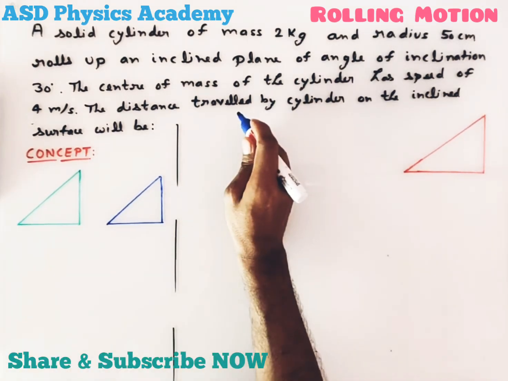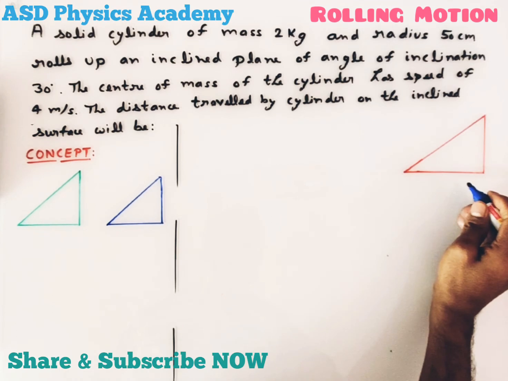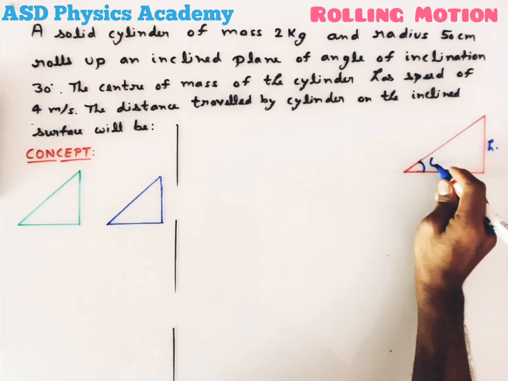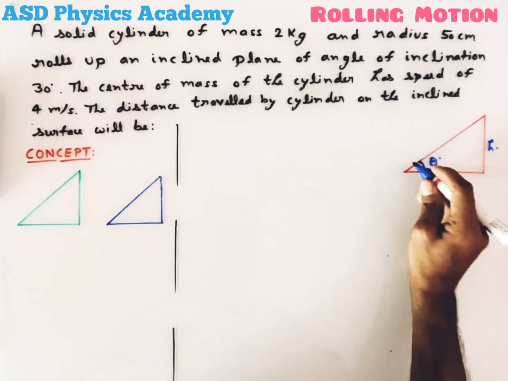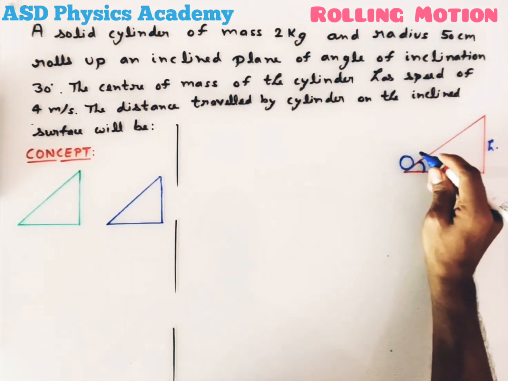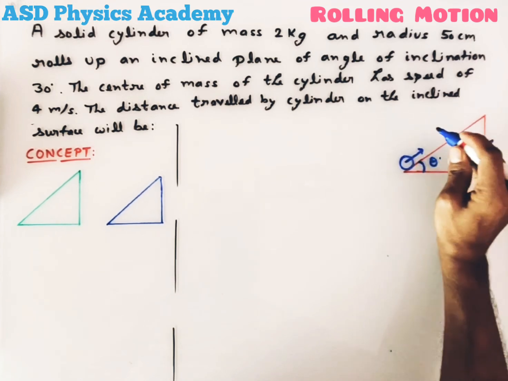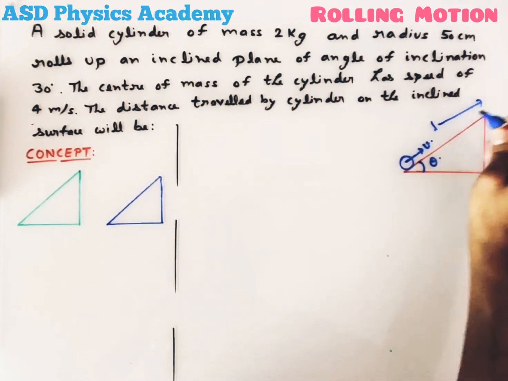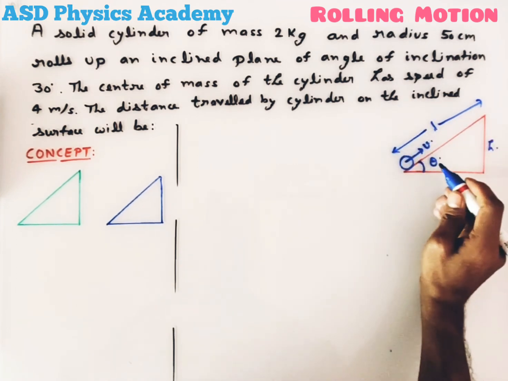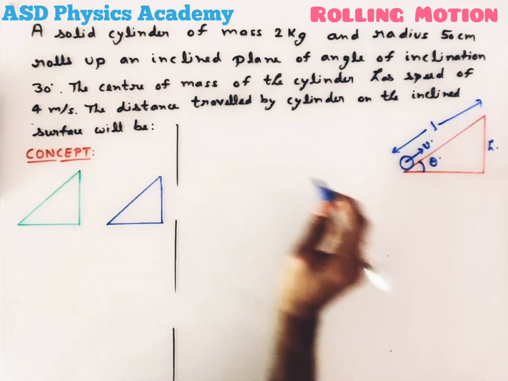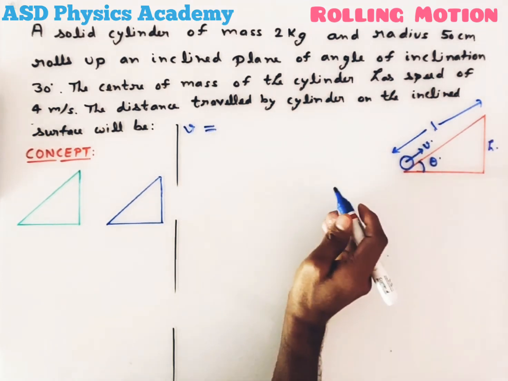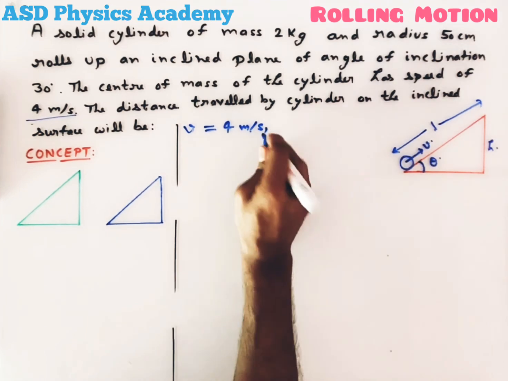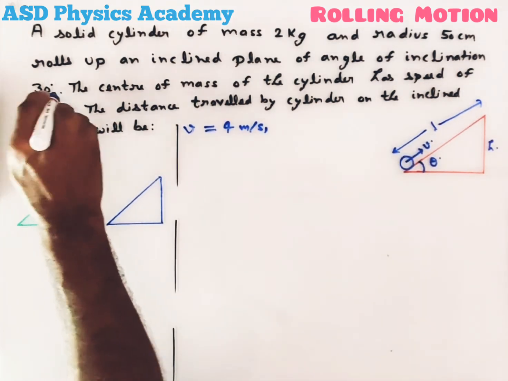Now, according to the question, I have taken one inclined surface. Let's take height of this inclined surface is h, angle of inclination is theta. So there is one solid cylinder that rolls up in the inclined plane. Let's take speed of the cylinder is v. So in the question we have to calculate how much distance the cylinder will roll up. So speed of the cylinder is given 4 meter per second. If I talk about the angle of inclination, that is given 30 degree.